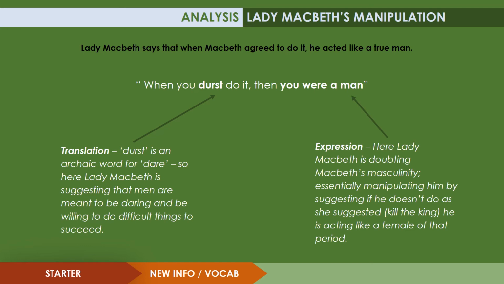So here Lady Macbeth is doubting Macbeth's masculinity, so essentially manipulating him by suggesting that if he doesn't do what she suggested, so kill the king in this case, he's acting like a female of that period. So notice how aggressive and insulting Lady Macbeth is here. So she's subverting or going against how a stereotypical woman would have spoken to their husbands during the Jacobean era. So an audience here will consider Macbeth a weak character regardless, as he is being dominated by a female character.